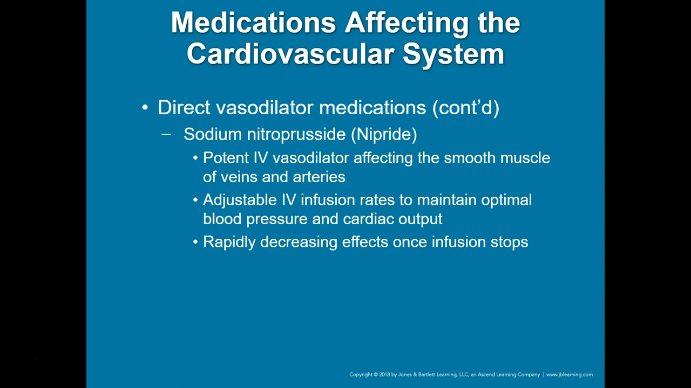Sodium nitroprusside is a potent IV vasodilator, affecting the smooth muscles of veins and arteries there. Does both. You can use it for cardiogenic shock if you need a vasodilator. Probably going to do that on transfers mostly, not so much in the back of the truck, starting someone on the drip like that.